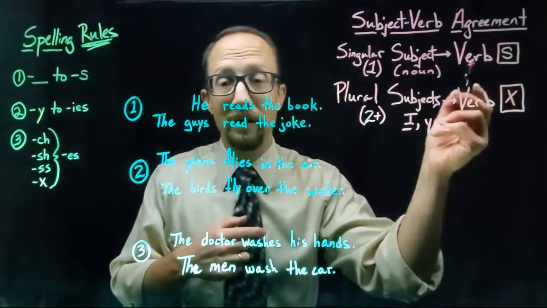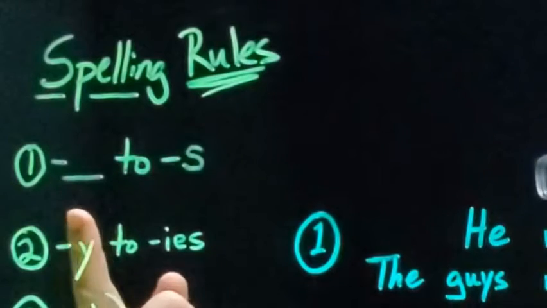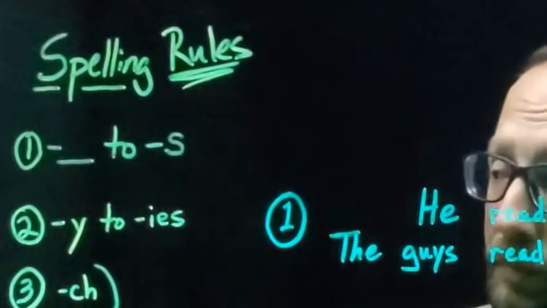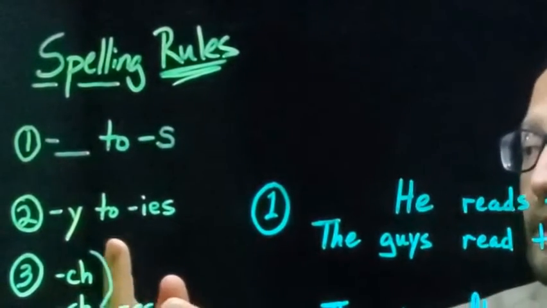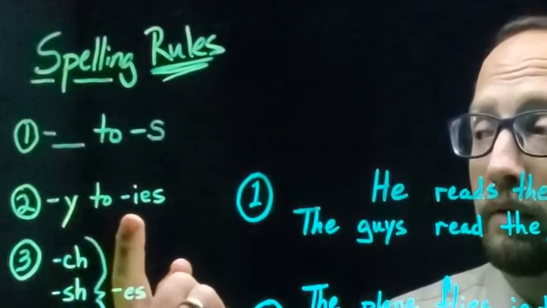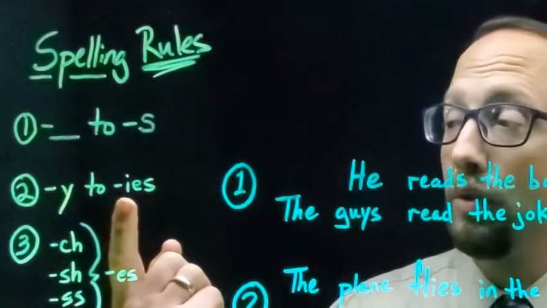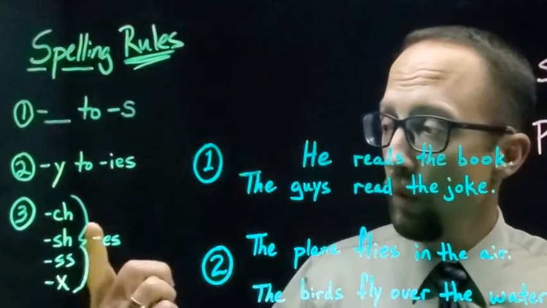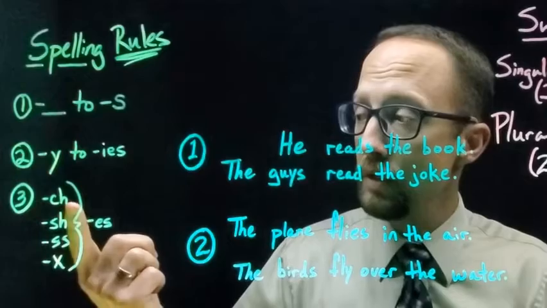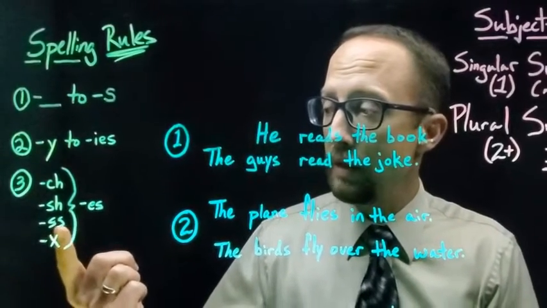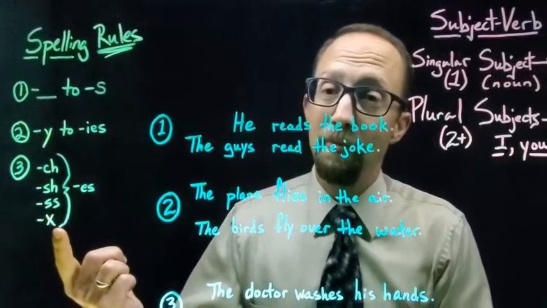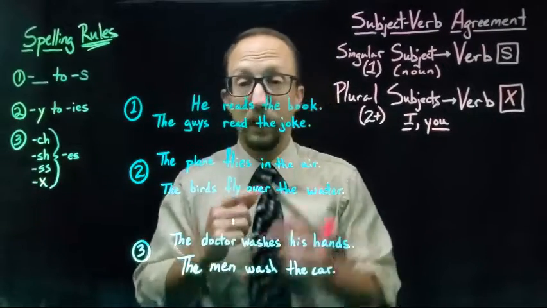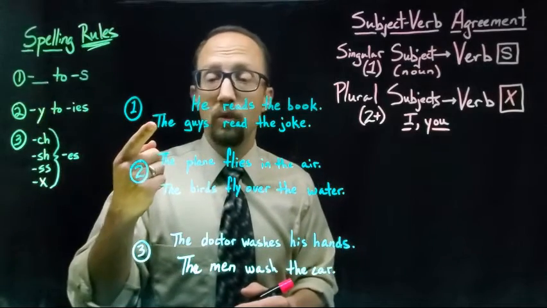Sometimes when you add S, it changes the rule. So we have rule number 1, which is only add S. Okay, just the S. Rule number 2, if you have Y at the end and you need to add S, you add IES. Number 3, words that end in CH, SH, SS, and X, you have to add ES.